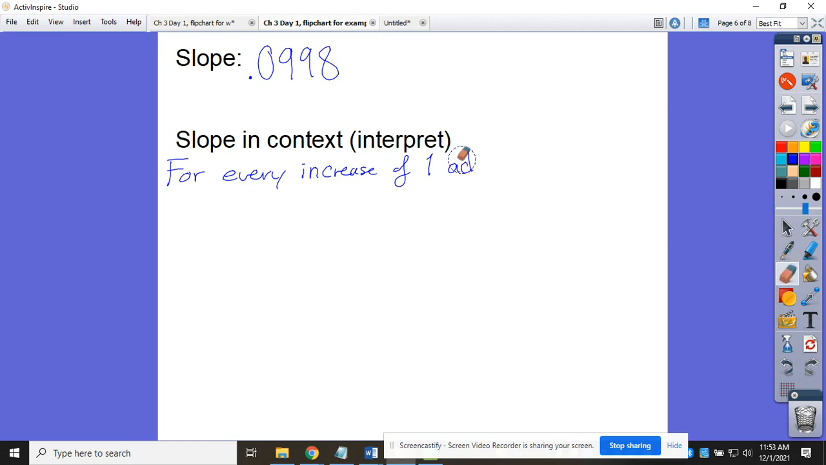For every increase of 1 yard per game. So that makes it sound like instead of doing one increase, we're going by 1 yard. We are increasing by 1 yard per game. Every time that a team gets 1 more yard per game, what comes exactly after that? We predict. What are we predicting to change?